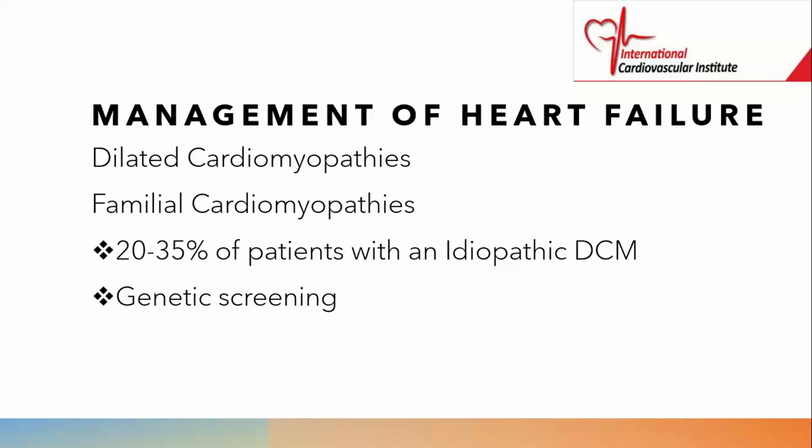And the interesting thing, however, is that about 20 to 35% of patients with idiopathic dilated cardiomyopathy, that is, we initially don't know what's causing the dilated cardiomyopathy, about 20 to 35% of these patients have familial cardiomyopathy. So it's behooving on us to get a family history in these patients. So you have to get a first degree family history, and you may have to do genetic screening.